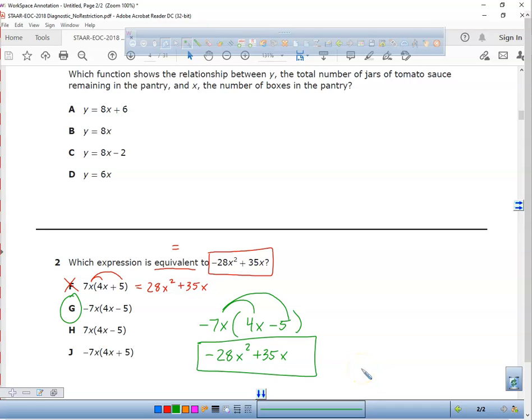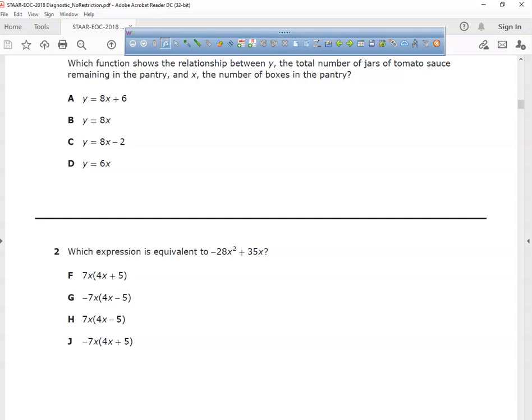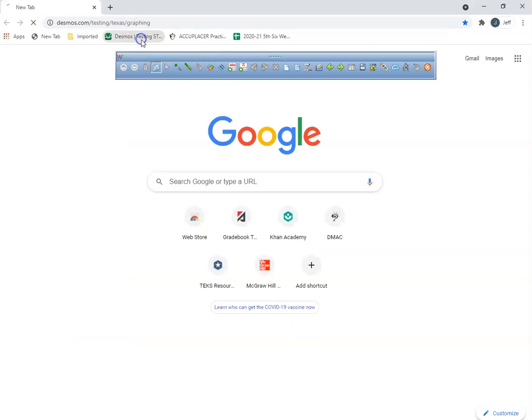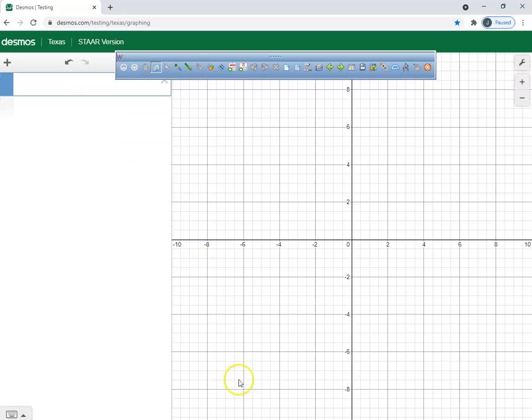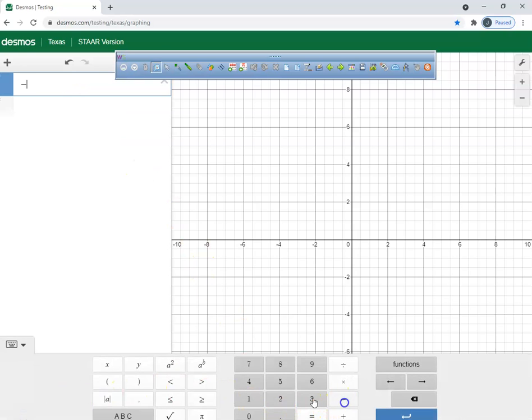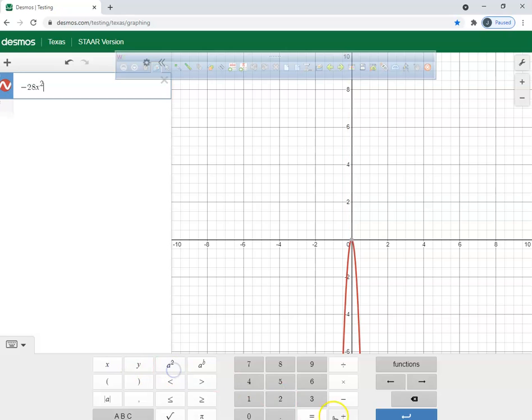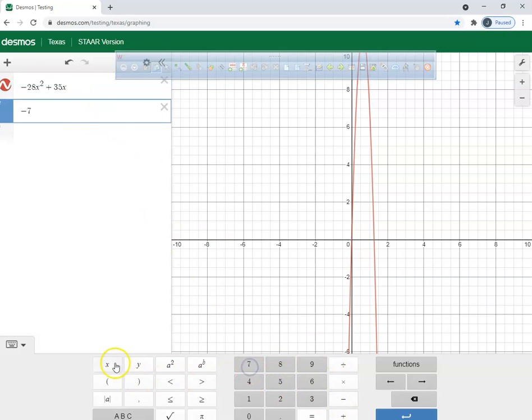Now, what I'd like you guys to do, to not even have to do any math on this, is I'd like you to go to Desmos right now, if you would, please. All right? Let's go to Desmos. You should have it already up, Desmos test mode. We're going to type in the original expression. The original expression was negative 28x squared plus 35x. That was the original expression. Let's just type in our answer choice. Negative 7x, open parentheses, 4x minus 5. What do you guys notice about our answer and the original expression?